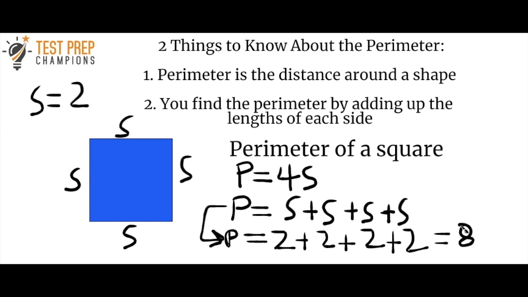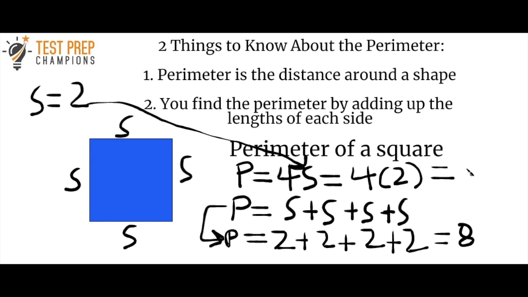Now we don't know if it's inches, meters, or centimeters, but that's not important here. The point is just to understand how to get this answer. You could also do it with this formula, P equals 4S. Again, you take that 2 and substitute it in for S, so everywhere you see an S, you replace it with 2. So we would have 4 times 2. I'm writing the 2 in parentheses to show that we're going to multiply 4 times 2. 4 times 2 is equal to 8. So either way, if you use P equals 4S or P equals S plus S plus S plus S, you're going to get the same exact answer.